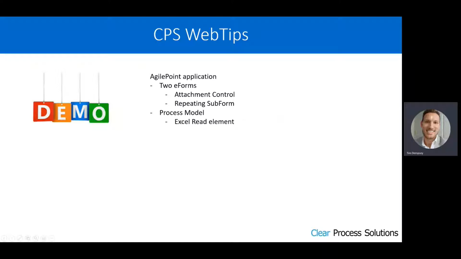Now that we're set up for success, I just want to talk at a high level about what the demo will be composed of. So I put together just a basic simple process of a submit form, which will have our attachment control, as well as our process model, which will have our element, which will be Excel read, and we'll walk through the different steps for each one of those. And then our review step, which will have our repeating subform and the data within that we retrieve from our Excel file and our attachment control.